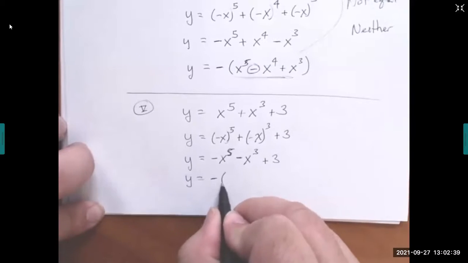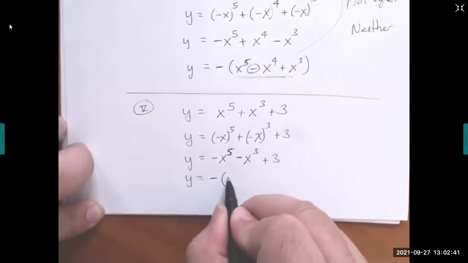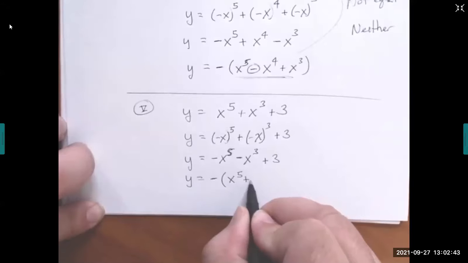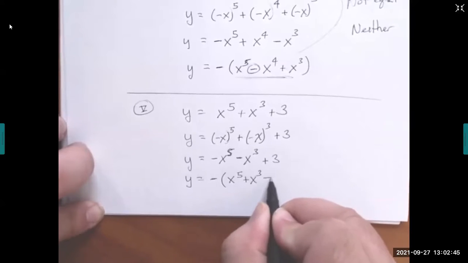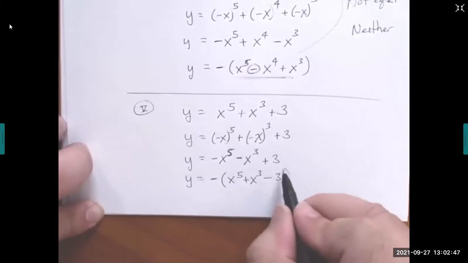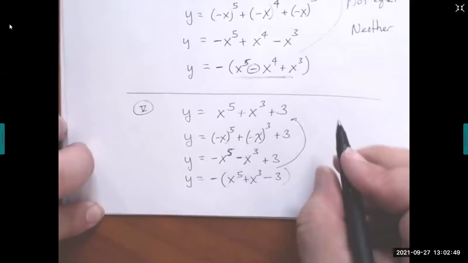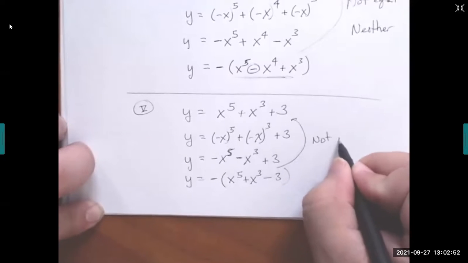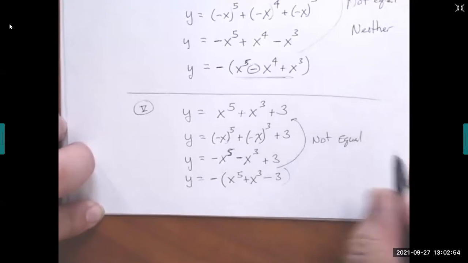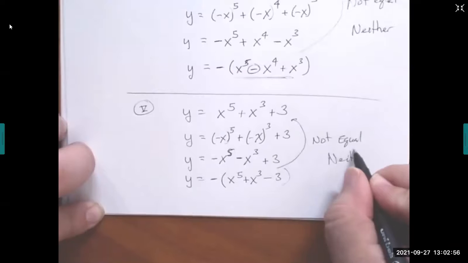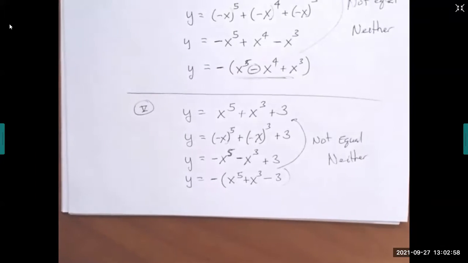Factor out the negative. x to the fifth plus x to the third minus 3. They're not equal, so it's neither.